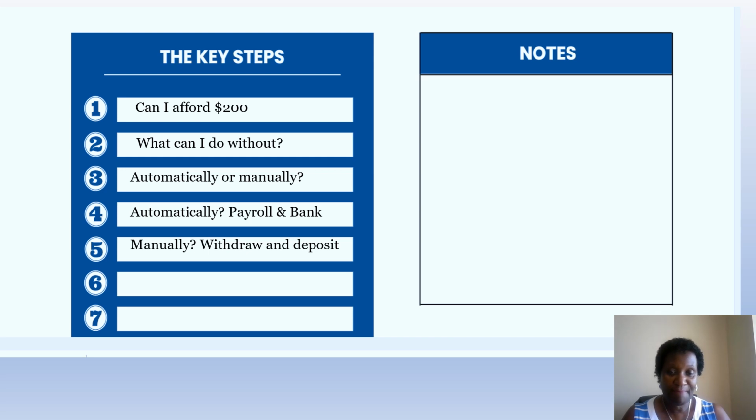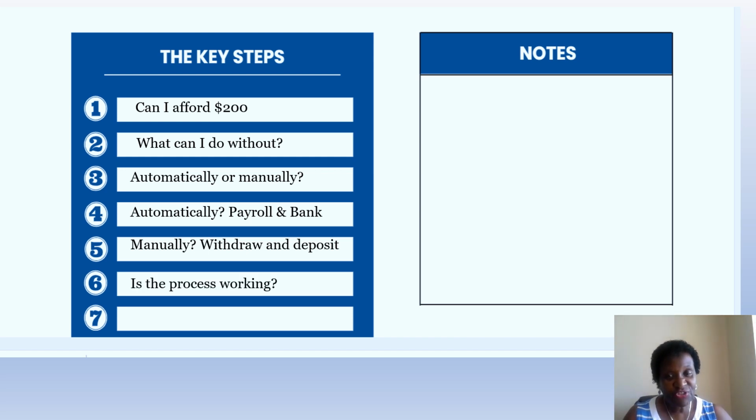Next, if it's manual, then I've got to withdraw the money and deposit it. I've got to know how I'm going to do that. Am I going to do that physically? Am I going to write a check to myself? Am I going to physically take it to the bank? Am I going to mail it to the bank? What am I going to do? So you want to get these key steps down. If not, you've self-sabotaged your goal.